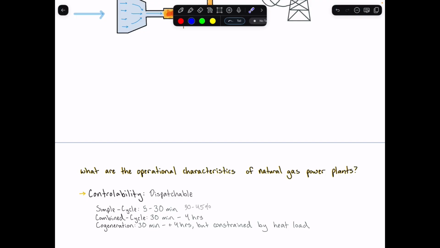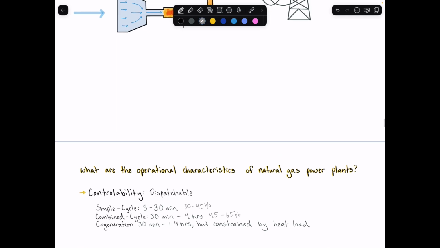Combined cycle plants take about 30 minutes to 4 hours to change their power output, and they are about 45 to 65% efficient. And then finally, there are the cogeneration plants, which take 30 minutes to 4 hours plus, but they are typically constrained by the heat load. The heat load is determining how much electricity it's going to be generating as a byproduct, and they tend to be 75 to 85% efficient as an approximation.